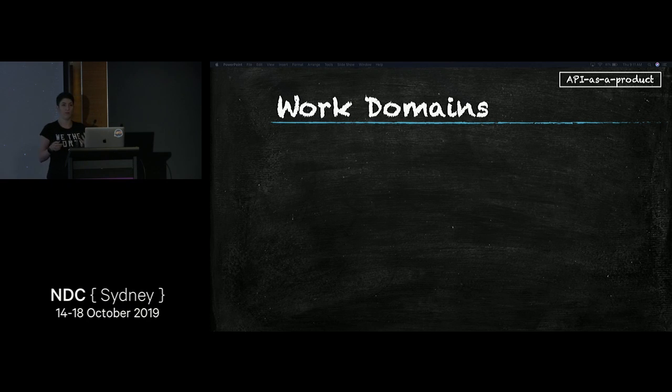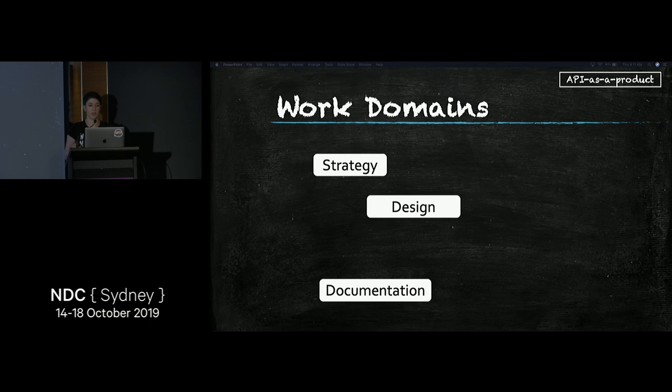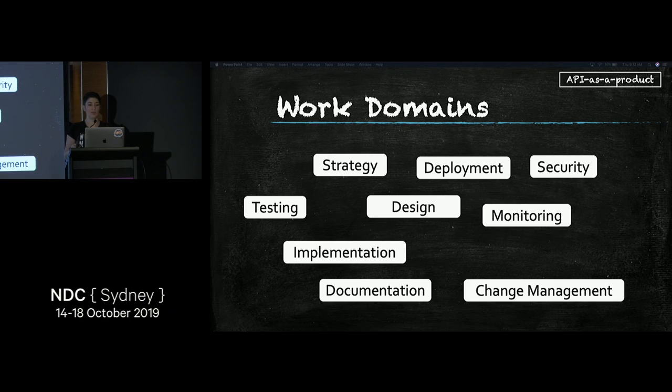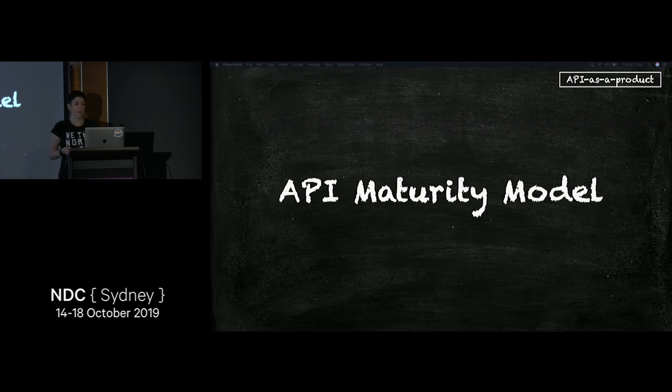To make a product or an API, let's say there are a lot of work domains involved. So a lot of things that we do: strategy, design, documentation, implementation, testing, deployment, security, change management, monitoring, discovery. I'm sure you've heard about all of this. We're going to talk about who in the team is going to do this. So we said API is a product.